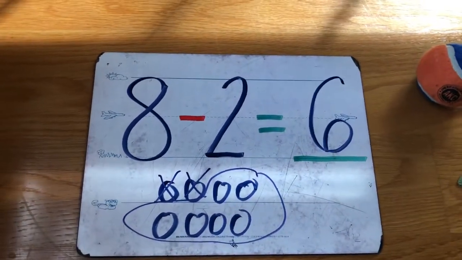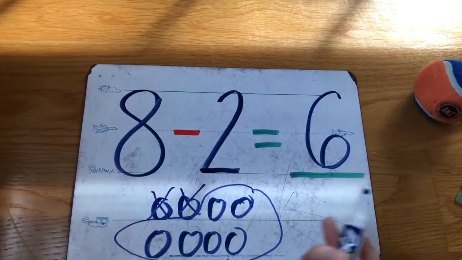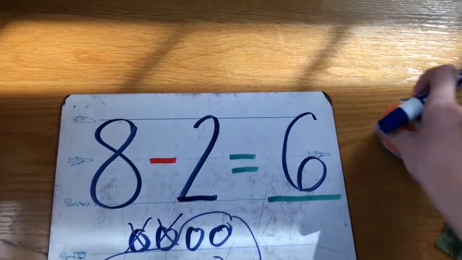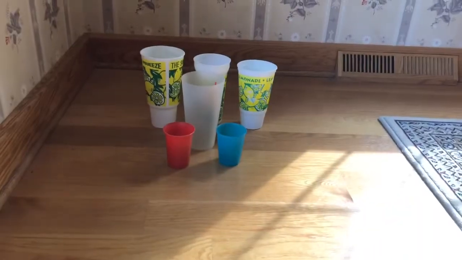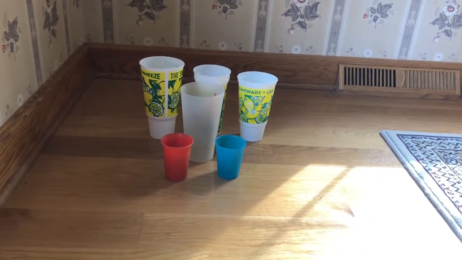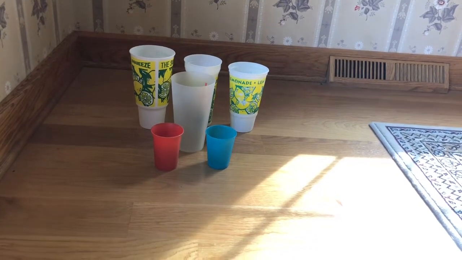What we're going to do today is play subtraction bowling. So what you're going to need is a piece of paper. I'm using a board instead, and something to write with, some sort of ball, and some cups. You can pick how many cups you want to use. How many did I use? Let's count. 1, 2, 3, 4, 5, 6.